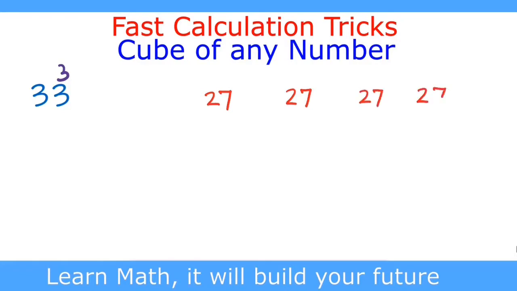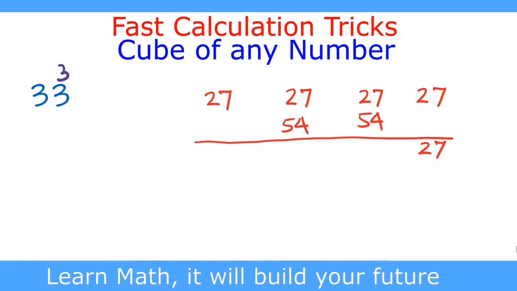So we write 27 for 4 times. And then leaving the first 27 and last 27, we will double the middle two 27s. The double of 27 is 54. We write 54 for 2 times and we add these. So we write 27 as it is. 27 plus 54 is 81. So we write 81. Then again 27 plus 54 is 81 and we write 81, and then we write 27.